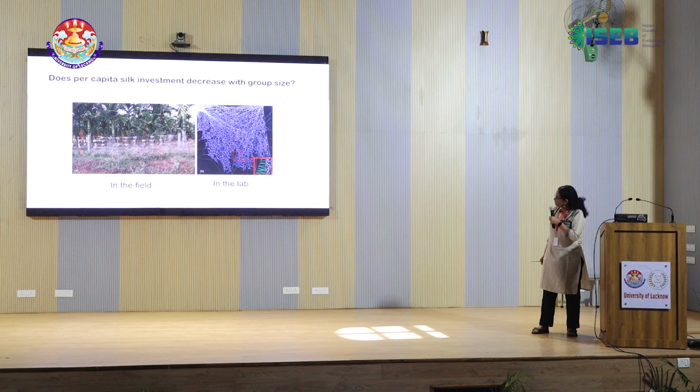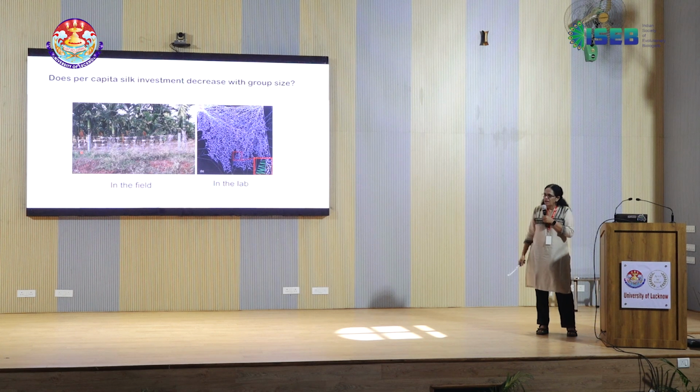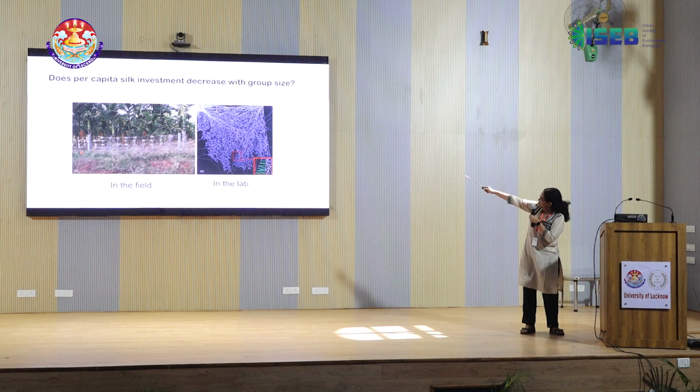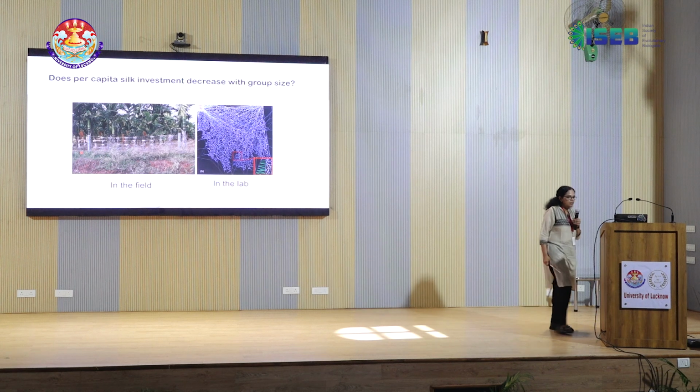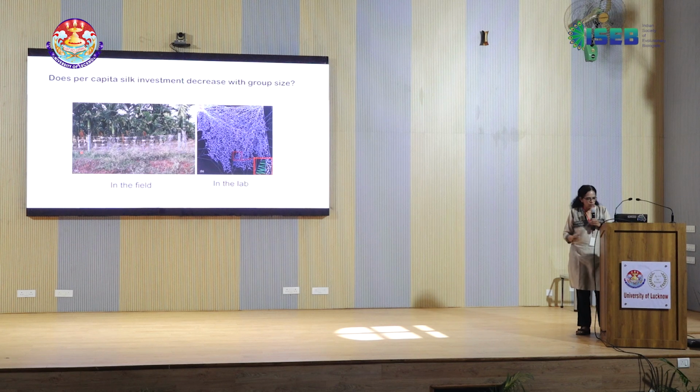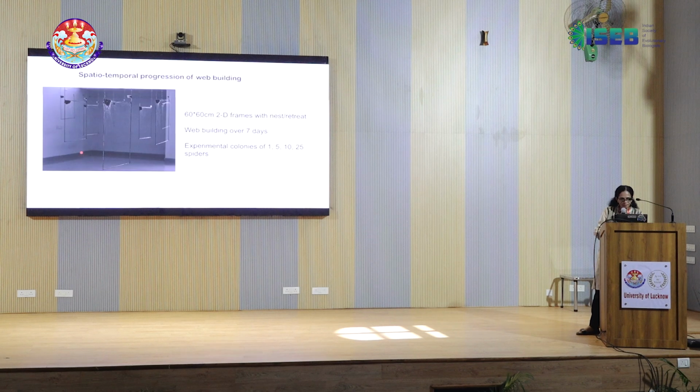So what we did is we took these nice two-dimensional webs, and we brought the colonies back into the lab. And in the lab, we had them grow on two-dimensional frames. So we keep the retreat in the corner. It's a little paper nest or a paper pocket. You can see that in the top corner there on one side. And over time, you allow the spiders to build the web, and this is what you end up with.